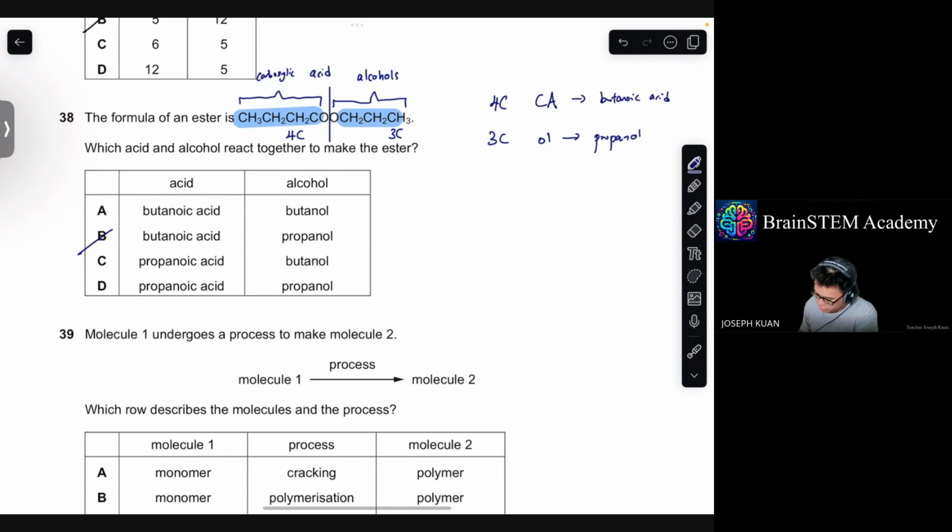All right. So make sure you check the answers. Yeah, you check this one. There's actually 4 carbon atoms on the left. So there will be butanoic acid.